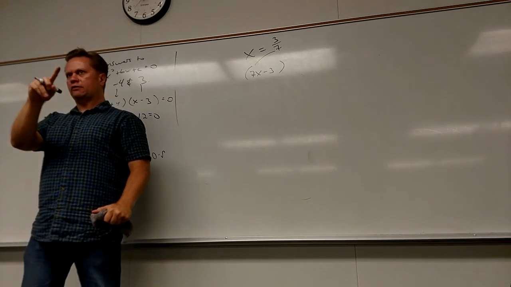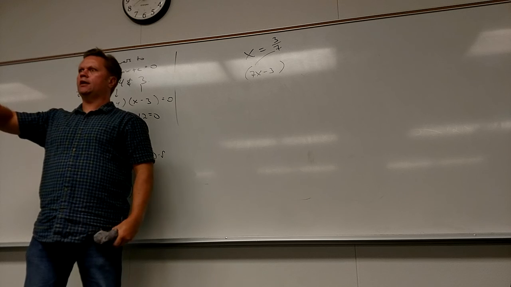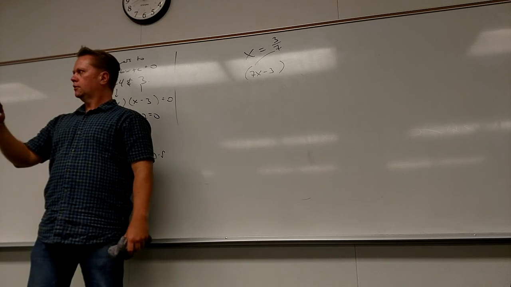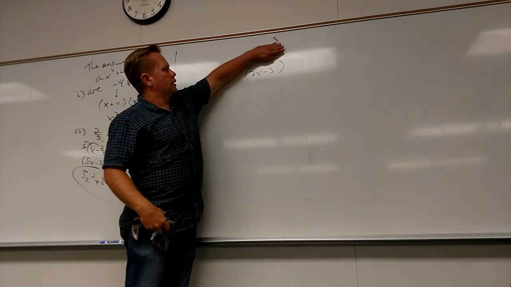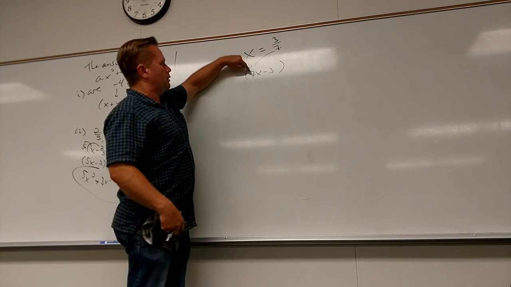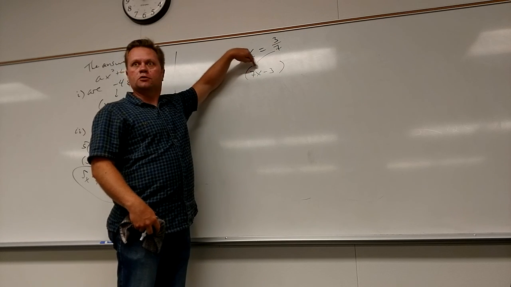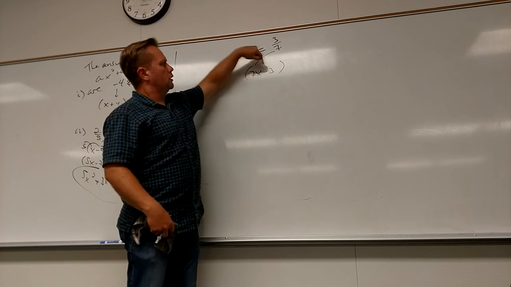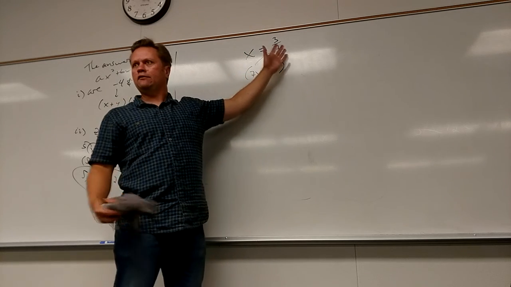Because I would have to divide by whatever's in front of the x. So if it was just 3, it would be x minus 3. But it's 3 over 7, I better put a 7 there. So when I set it equal to 0, I would add 3, divide by 7.